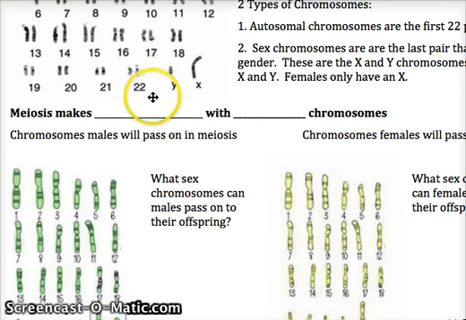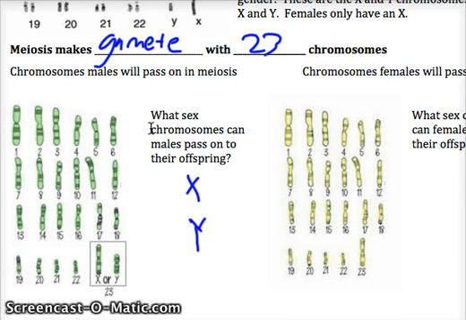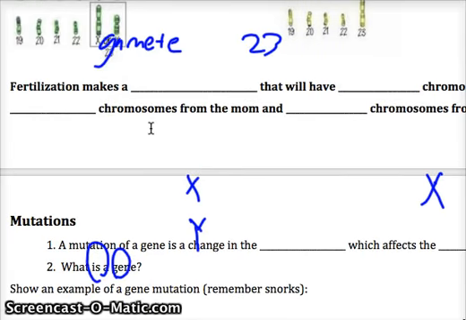Meiosis makes gametes with 23 chromosomes. Alright, so I'm just trying to go fast, so I'm not writing all this stuff in, so you're going to have to at least listen for some of it. So, gamete with 23 chromosomes. So here's our gamete. What sex chromosomes can the males pass on? Well, they can pass down an X or a Y. They only pass down one of them, whereas the female can only pass down the X.